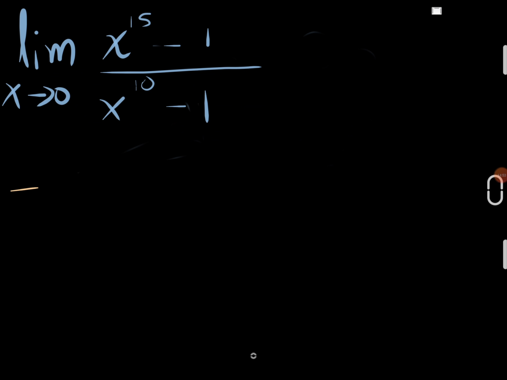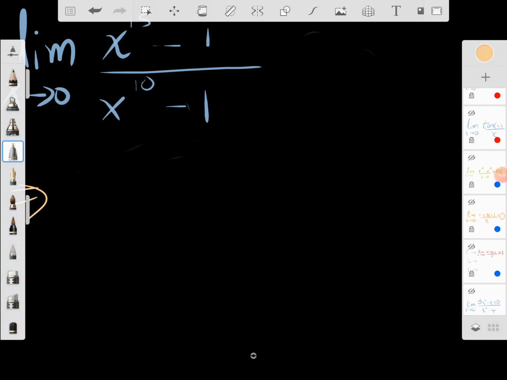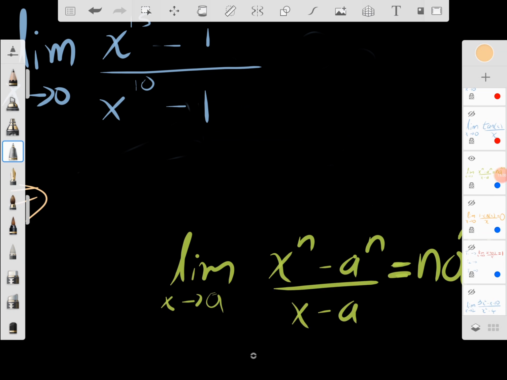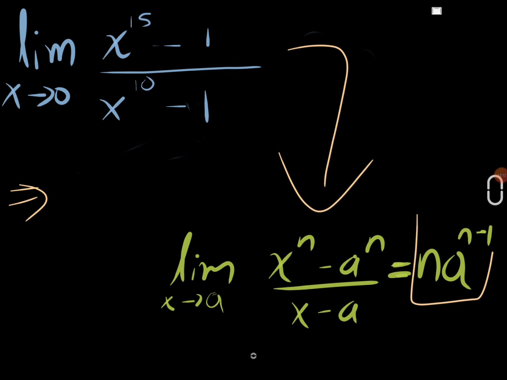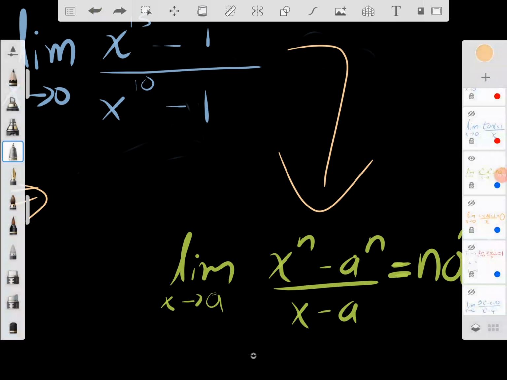So how to do this? I know that limit x tends to a, (x to the power n minus a to the power n) divided by (x minus a) is equal to n times a to the power n minus 1. So if I can get this in this format, I know what it approaches. Because if I directly apply the value here, I will get divided by 0, and that is not a good value to reach.